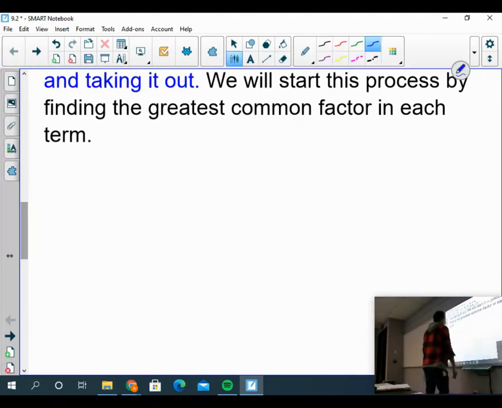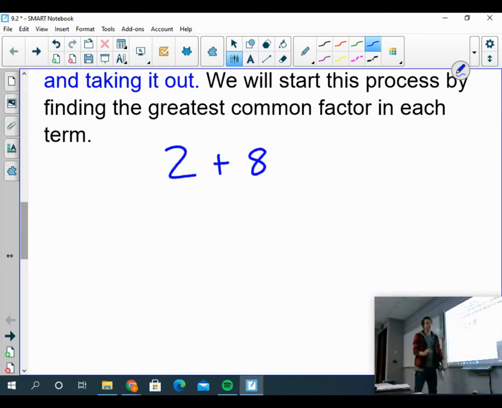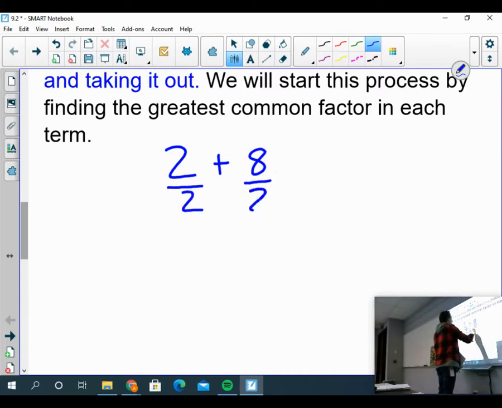And let's start with maybe an example you've seen before. 2 plus 8. Now don't combine it and make it 10. But what I want you to do is look at these two numbers and identify the greatest common factor present. Well, when I do that, the greatest common factor would be 2. So to factor out a 2 from each term, unlike distributing where I multiply, to factor something out, I'm going to divide each by its greatest common factor. I will then pull that greatest common factor out front.